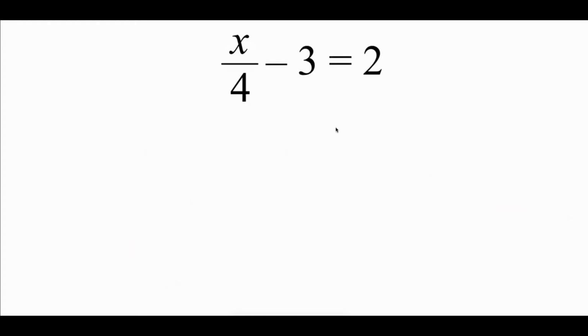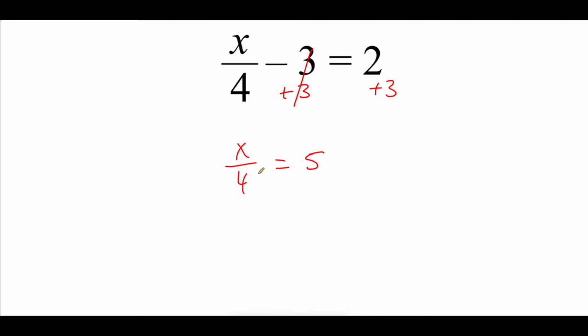Next example we're looking at says x over 4 minus 3 is equal to 2. Remember, step number one said that we wanted to look for any addition or subtraction to get rid of first. So I see this minus 3 happening on the left-hand side. To get rid of minus 3, we're going to have to add 3 to both sides of our equation. So the minus 3 and the plus 3 cancel each other out, so we get x over 4 equals, and then on the right-hand side we do that addition and we get 5.